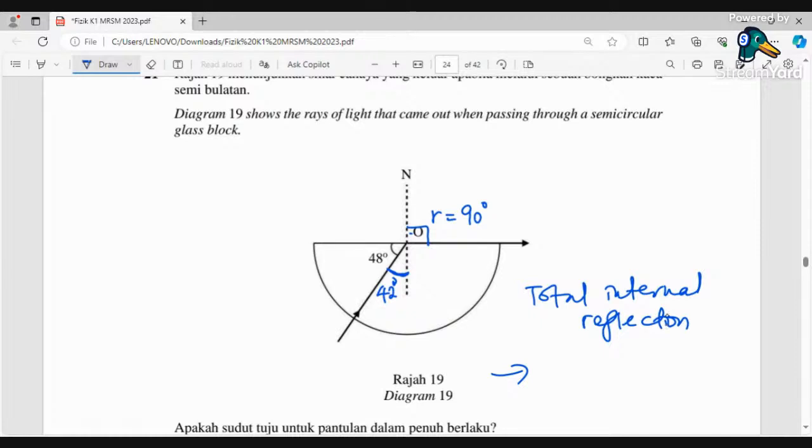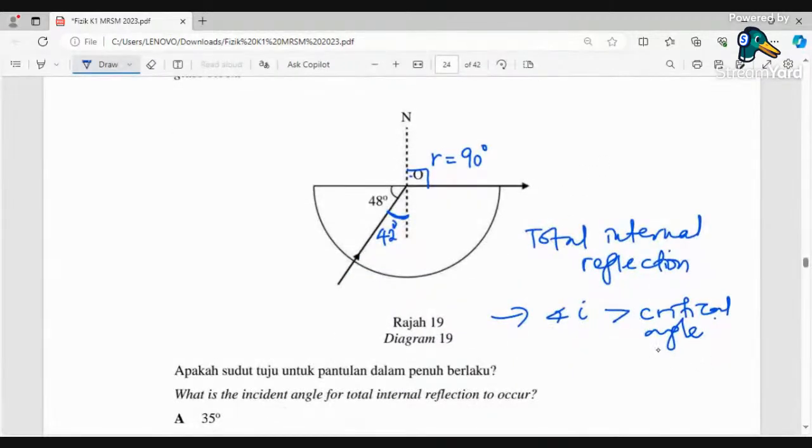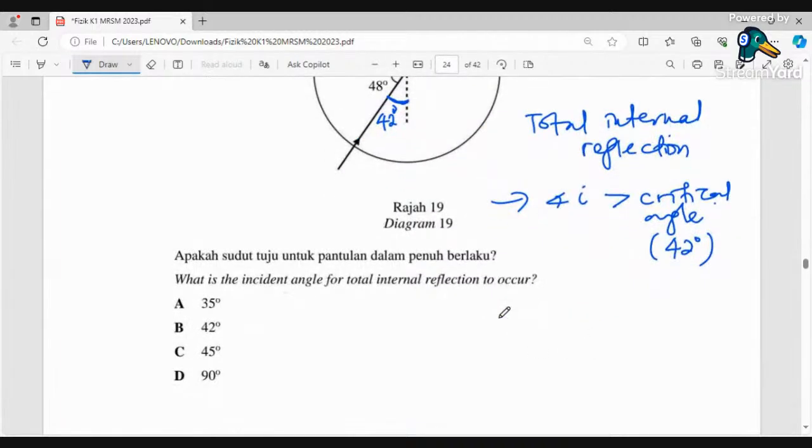Okay, syarat dia, angle I should be more than critical angle. This 42 degrees apa dia? Okay, angle of incident that produce R equals to 90, also known as critical angle. So means the critical angle is 42 degrees based on the diagram. So your answer must be larger than 42.